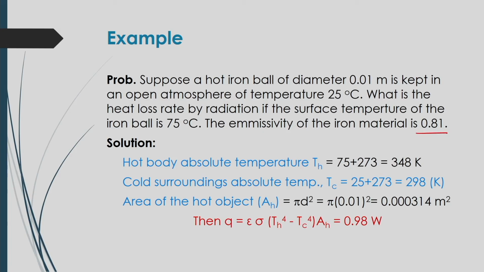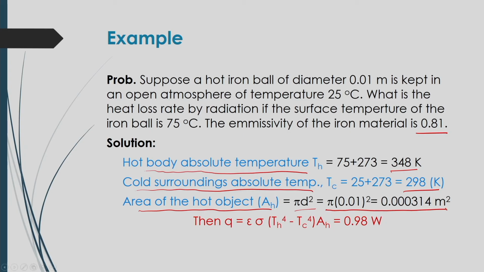So, according to that, you have to first find out what should be the hot body absolute temperature there. So, it will be 348 Kelvin, whereas the cold surroundings absolute temperature will be 298 Kelvin, and the area of the hot object is simply pi d square. So, we can say that it will be pi into 0.01 whole square, since it is a spherical object. So, you have to have this surface area as pi d square here. So, finally, we can calculate the heat transfer rate based on this temperature difference, it will be 0.98 watt.